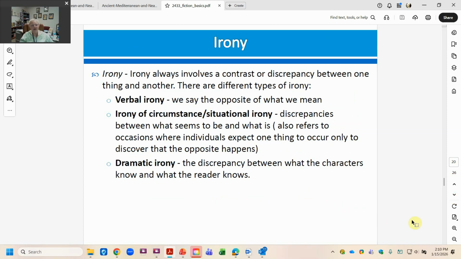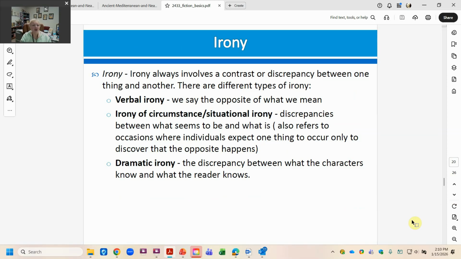Another important aspect of literature is irony. So irony is basically a contrast between what is and what people think is, right? And so you have verbal irony, where I say something but I mean just the opposite. Oh, you are so handsome. All right. Well, there's humor. So a lot of humor is in verbal irony. Then irony of circumstance, or situational irony. So what we think is true isn't.